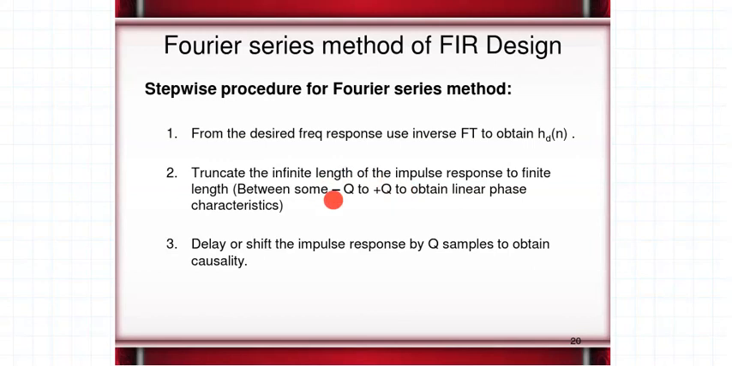And why do we truncate maintaining minus q to plus q? It is to get the linear phase characteristics, so that we get a symmetrical impulse response. By truncating it from minus q to plus q, we have obtained a symmetrical impulse response. And in the third step, we delay or shift the impulse response so that we get a complete causal filter. So these are the basic steps involved in the Fourier series method.